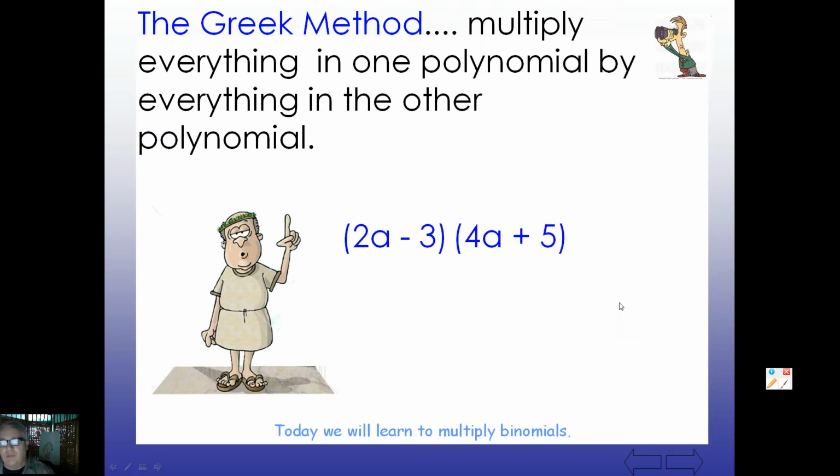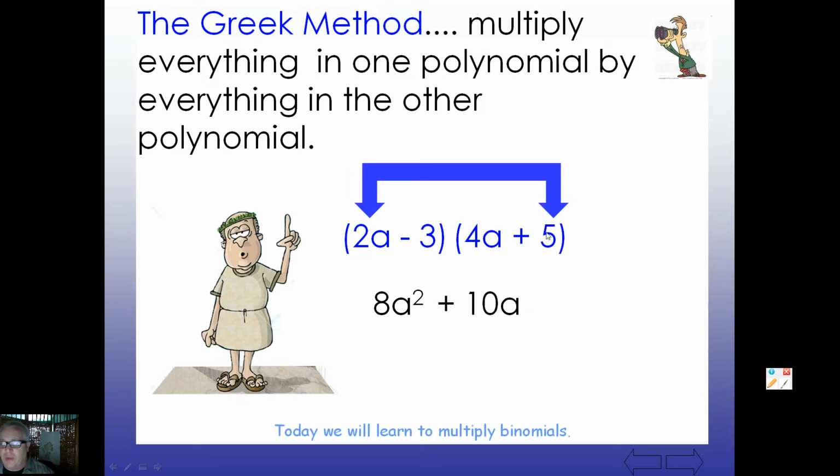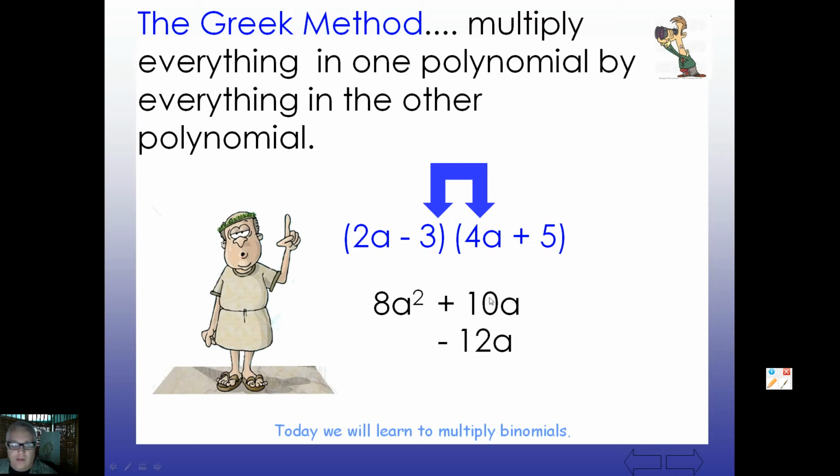The Greek method says multiply everything in one polynomial by everything in the other polynomial. And we're going to do this by multiplying the first terms here. 2a times 4a gets you 8a squared. And then we can stretch that out a little bit and grab 2a and 5, which will give you 10a. And we can multiply now the next term here, negative 3 and 4a, which gives you negative 12a. Now notice what I did here. I lined up the like terms. We want to line them up because we're going to end up adding them and simplifying. And then finally, negative 3 and positive 5, we get negative 15.